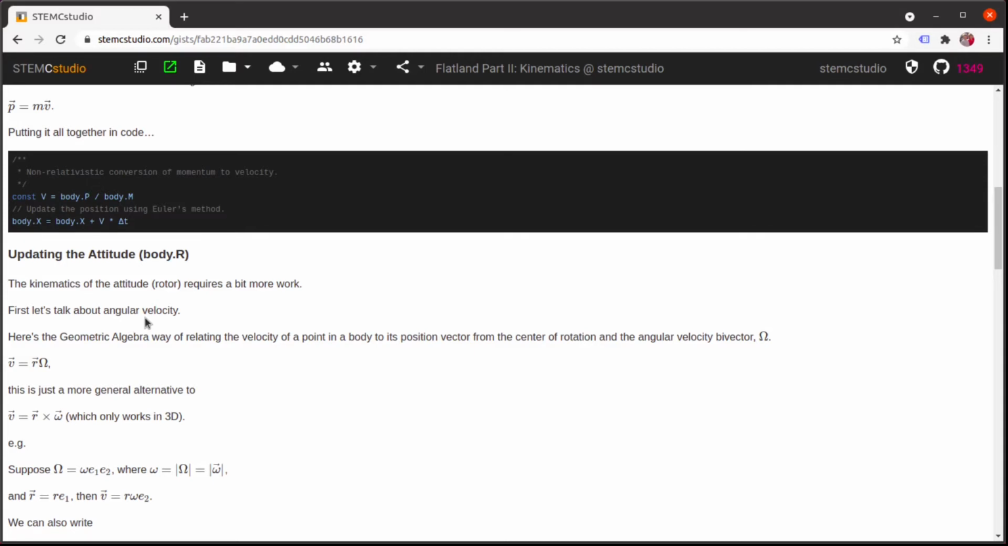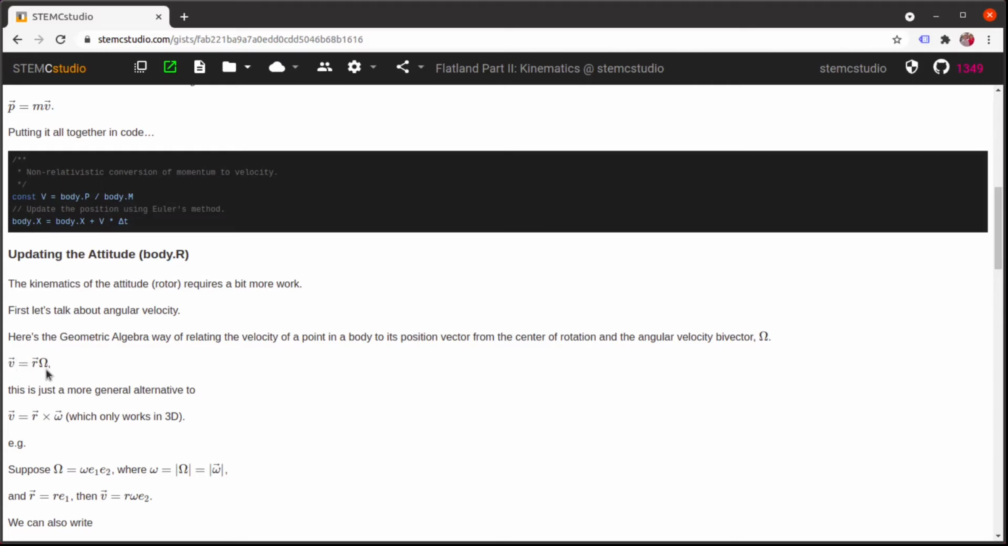Okay, so let's talk about angular velocity. So here's the geometric algebra way of relating the velocity of a point in the body to its position vector from the center of rotation of the body and the angular velocity bivector, which is called omega. Okay, and the formula is just that V equals R omega.